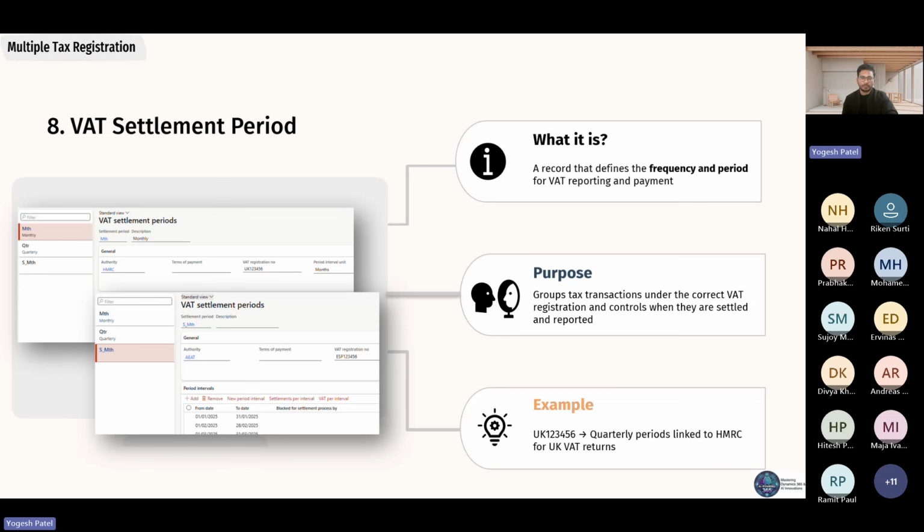So again, for example, VAT ID UK 12356 might be assigned to a quarterly settlement period linked to HMRC, while ESP 12345 in Spain could follow the monthly schedule for AEAT reporting. So this defines when VAT reports are due for your company.